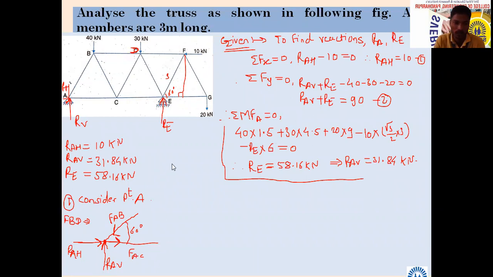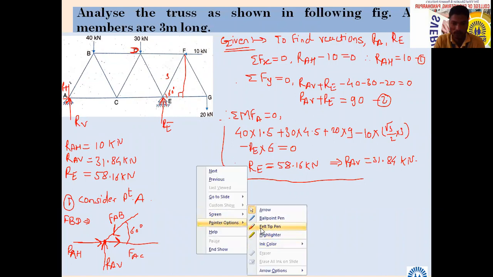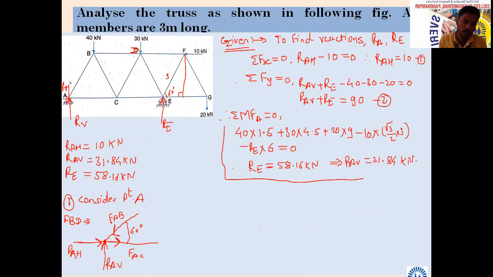So yesterday we found the reactions. All the reactions we found yesterday. Three reactions we found, and which are they? RAH, RAV, and RE. This is correct. Thereafter we considered the first joint, joint A, and we drew the FBD of the same. So we found the horizontal component of reaction and the vertical component of reaction.